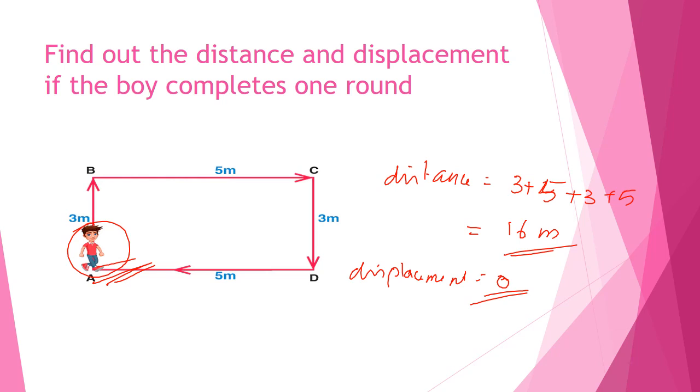So distance is 16. What about displacement? Here you can see the boy started from A and he again came back to A. The initial and final position is the same. So here displacement is 0. You can write displacement is 0 and you have to write the reason also. Why? Here the boy started the journey from A and came back to the same position A, so the initial and final position is the same. So displacement is equal to 0.